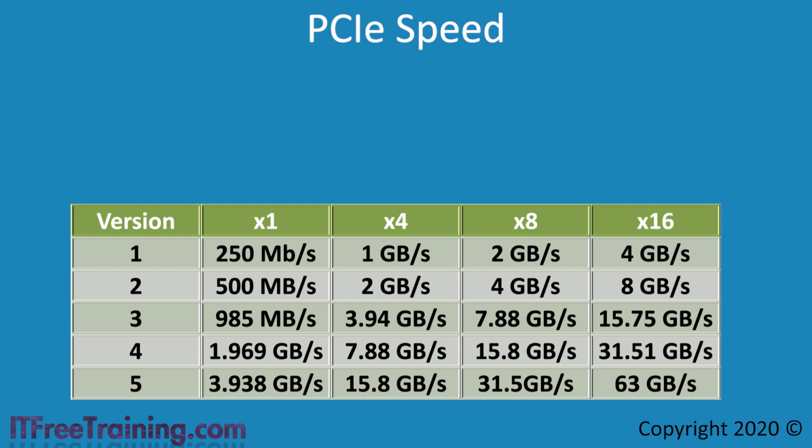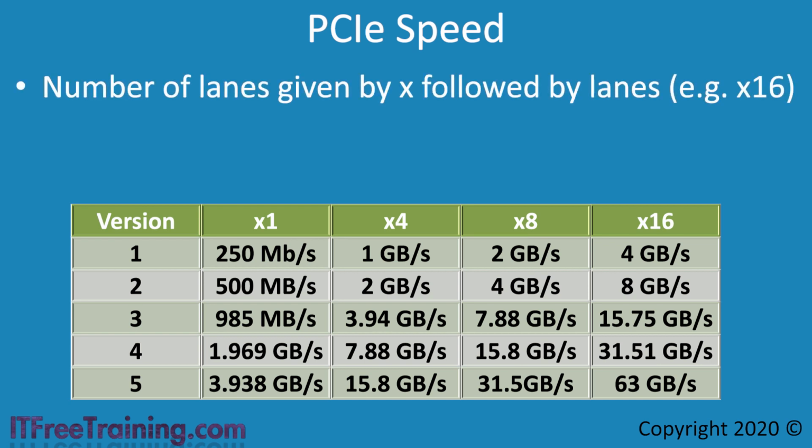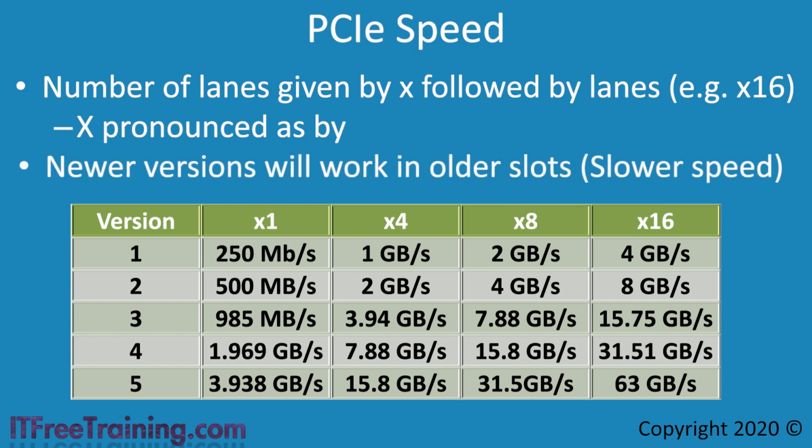When referring to the number of lanes, this is indicated by an X followed by the number of lanes. However, the X is pronounced as "by", so X16 would be "by 16". At the time this video was made, most motherboards on the market have some version 3 slots and some version 2 slots. Generally speaking, newer versions of PCI Express expansion cards will work in an older slot. However, the speed will be slower since it will use the old version of the standard. It is important to consider this when installing PCI Express cards in your computer.